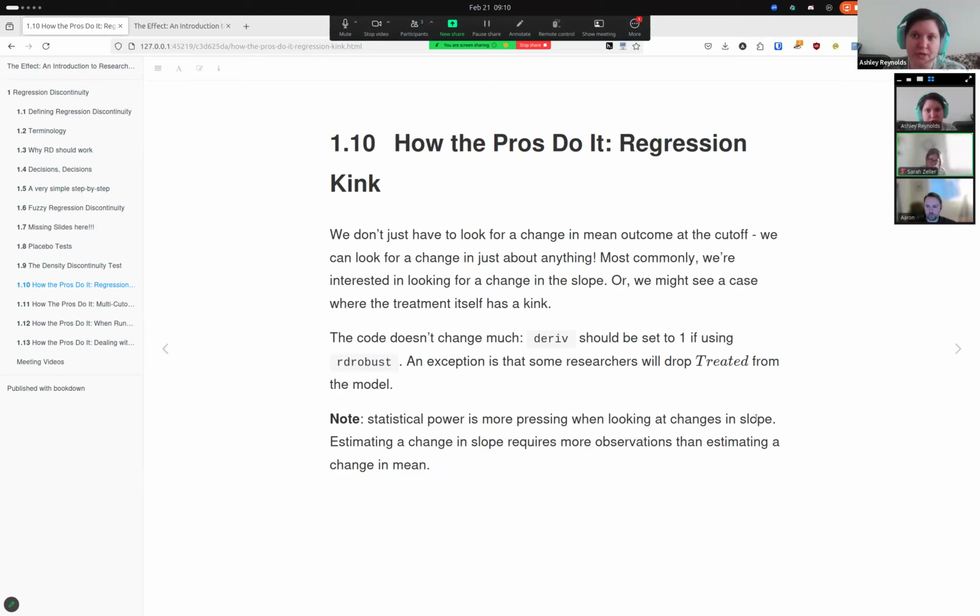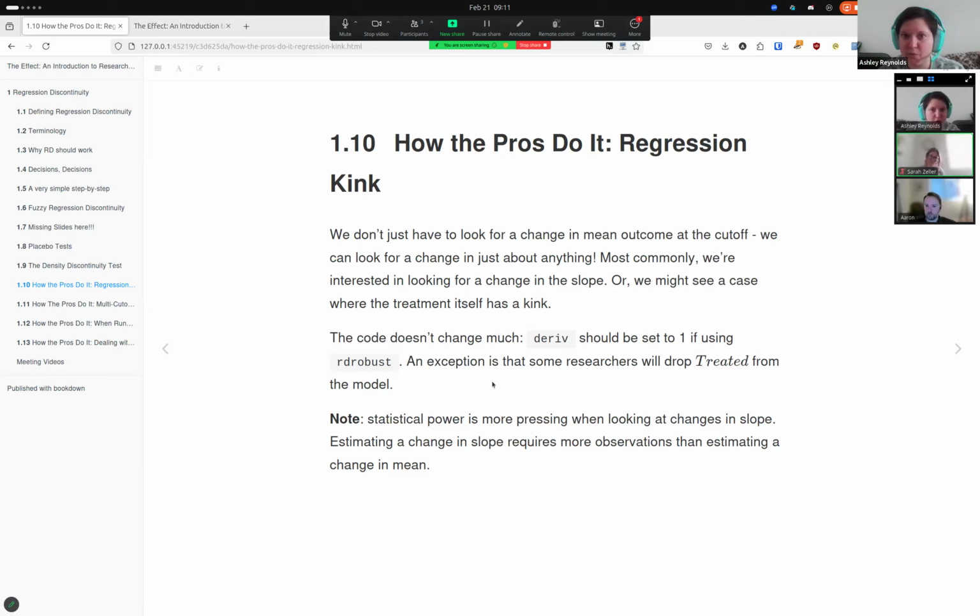In terms of doing the analysis itself for a regression kink, the code that we have been provided with in the book doesn't change very much. In the rdrobust package, essentially all you need to do is change this argument deriv to 1, and that's it. That's all you have to do. An exception to that one very simple change is that sometimes researchers will also drop treated from the model, so they'll set their beta 2 to 0.